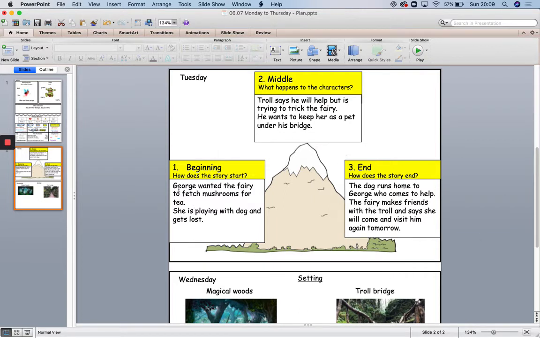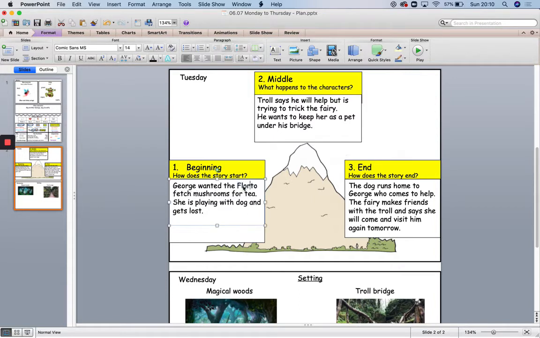So I decided that at the beginning of the story, George was going to be at home with the fairy. I'm going to write Florence there so I can remember that's her name. George wanted Florence to fetch mushrooms for tea. And she's playing with Scruffy on her way to get them, and she gets lost. Nice solid start to a traditional tale, somebody getting lost.